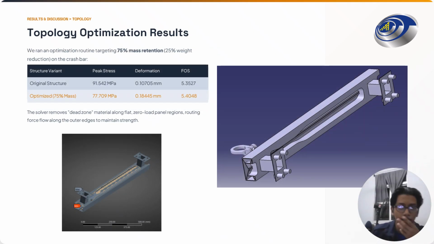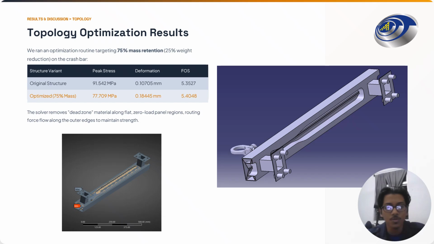This is the result. We decided to go for 75% mass retention, which is a 25% weight reduction. Based on our topology analysis on ANSYS, we got the part where it was hollowed out on the back side, and the part that is less hollowed is where the tow hook connects to the crash beam. So we need to redesign it in CATIA and rerun our structural static analysis.